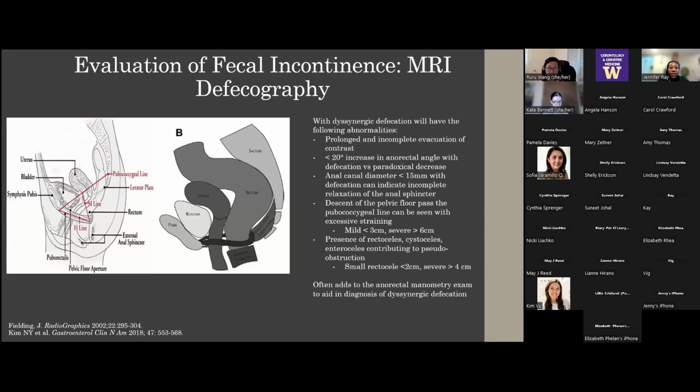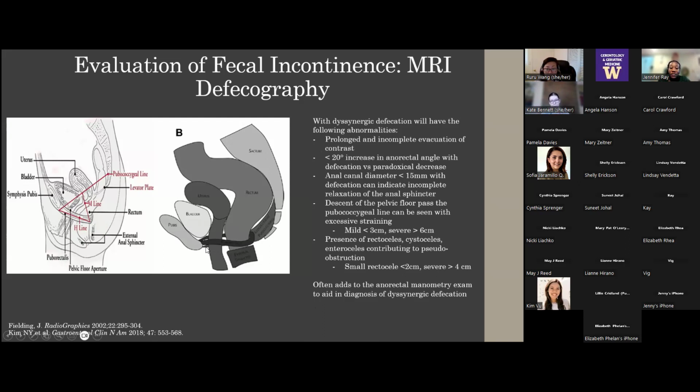This is an MRI. So the test is not fun to do. The patients have to lay on their side with a diaper. The radiologist will insert contrast from below to kind of look and see if there's any significant pelvic floor abnormalities, look for any structural abnormalities. So things we see here is prolonged and incomplete evacuation of contrast. This anorectal angle, so at rest, this pelvic floor muscle is pulled tight against the pubic bone here.